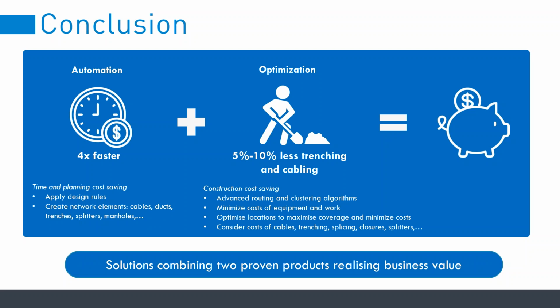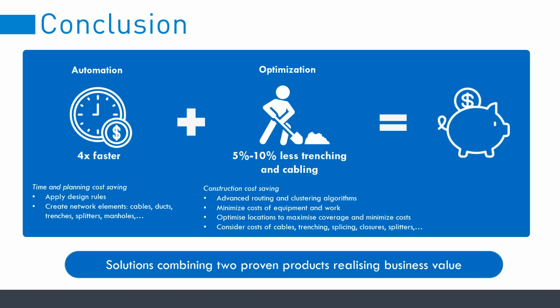Now, the second part is really because of the optimization algorithms within the FiberPlanIT solution to do cost optimized routing. It allows you to save 5 to 10% in trenching and cabling. So that's what we have seen in many of our customers. So real construction savings that can be achieved.